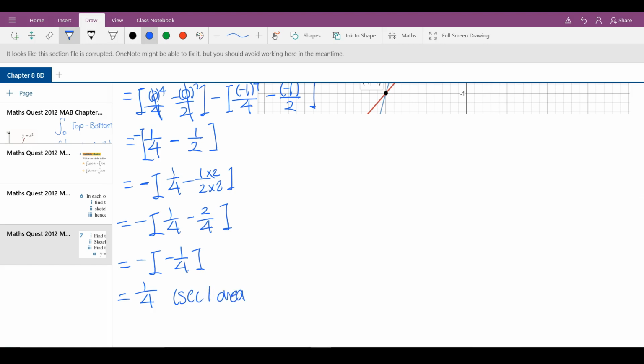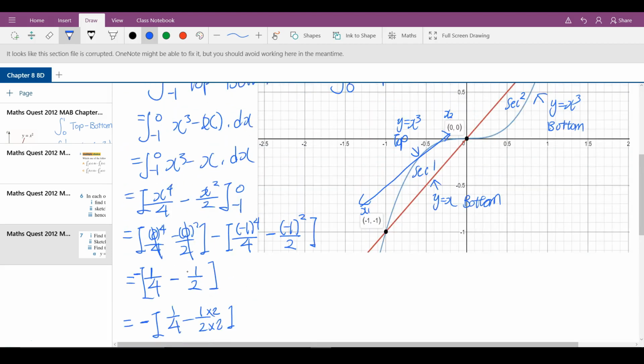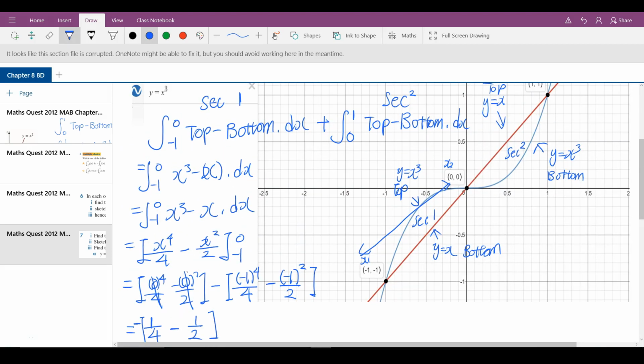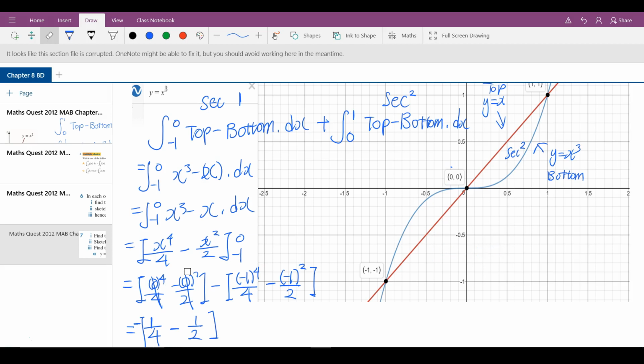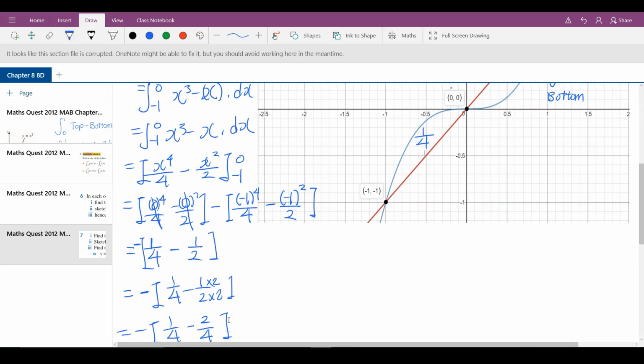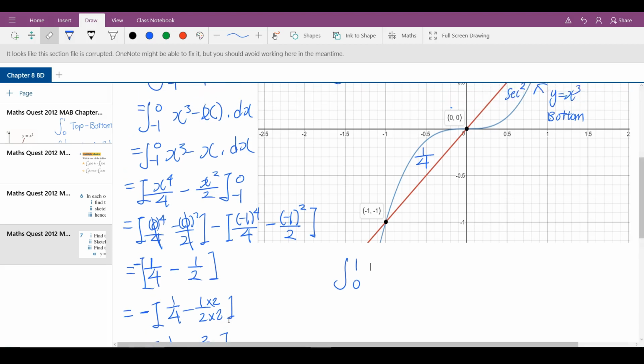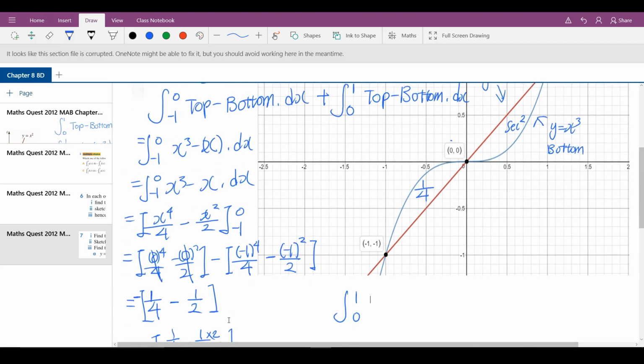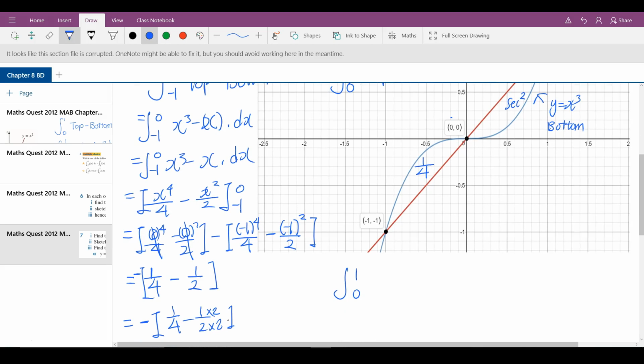So we need to find our section 2 area now. Alright, let me rub this off, and write the section 1 area on there. So it would be 1/4. Alright, so section 2 is from 0 to 1. Top minus bottom. We know what's top, we know what's bottom. So it's just x minus x cubed.